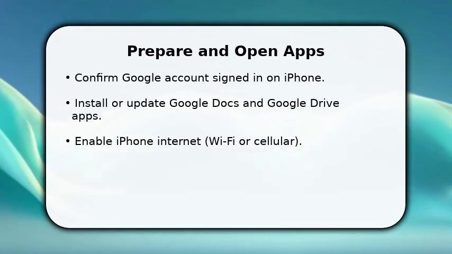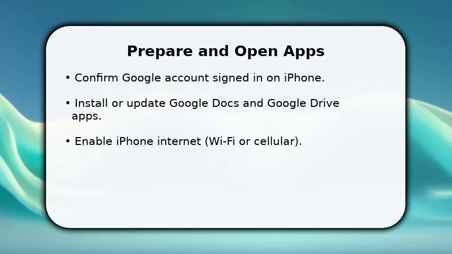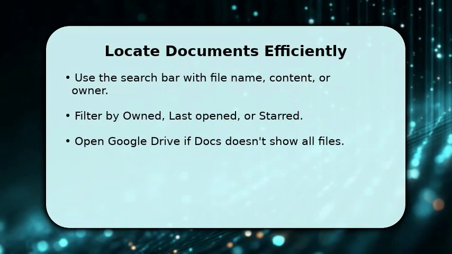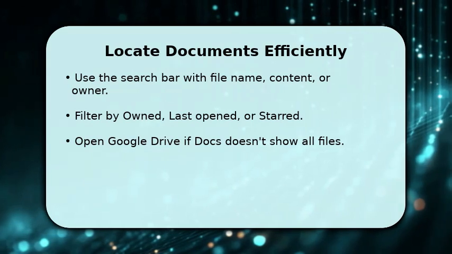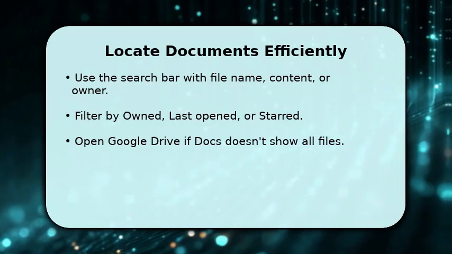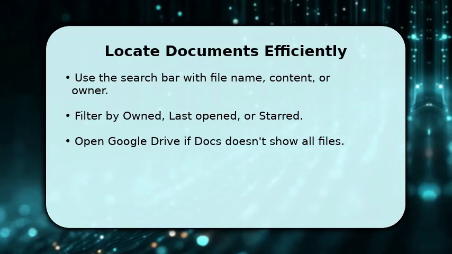Now tap the Google Docs app to begin. That first tap moves you from setup into locating specific documents. In the Docs app, use the top search bar to type a file name, phrase, or collaborator name. Search scans titles and document content for fast results.